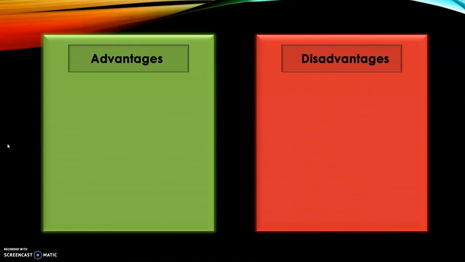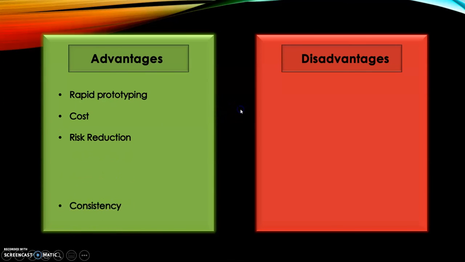So now I will take you to the advantages and disadvantages of the 3D printing process. So rapid prototyping. Cost is said to be the most cost-effective manufacturing process. Risk reduction, consistency throughout different artifacts, accessibility, and many more.